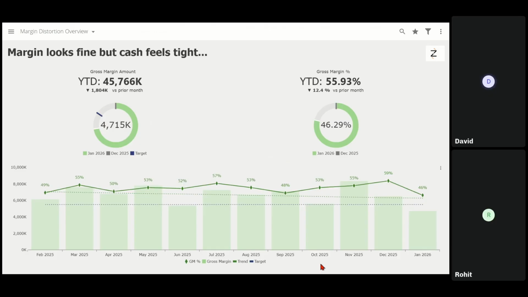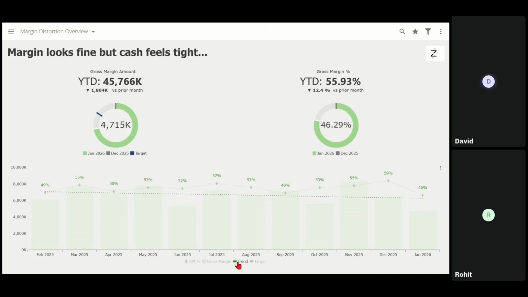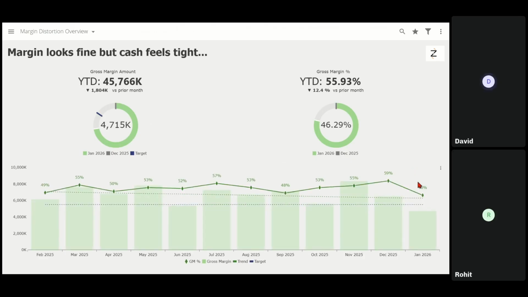Also, my margin target, in terms of amounts, is 5,000 K, which I'm almost always above, apart from June 2025 and January 2026. So it seems to be good. And also in terms of percentages, it seems quite healthy. We are almost always above the 50%, which is the target for this database. The trend seems to be slightly decreasing, which can mainly be explained by January, when our sales got slow.